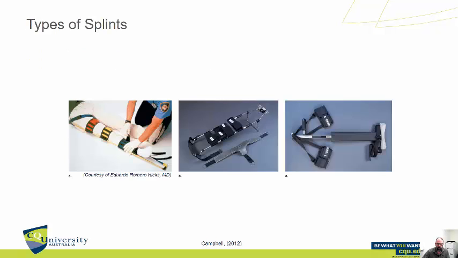Okay. A couple of different types of splints. So you get the rigid splint. This should be padded very well. Like I said, you want to avoid pressure injuries. And it should always extend one joint above and one joint below the fracture.